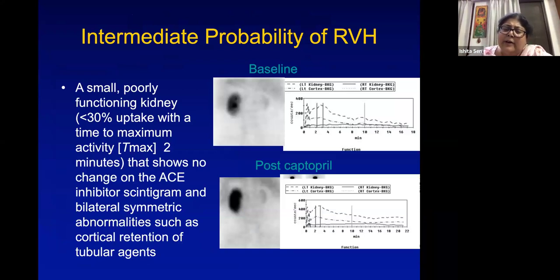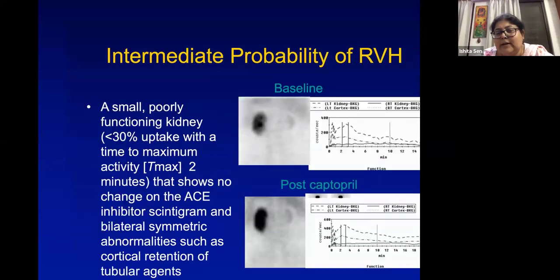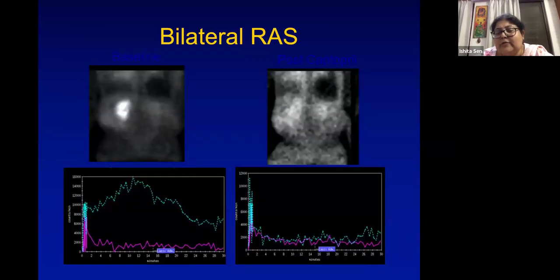Now, if on your baseline scan your kidney is small and poorly functioning, with less than 30% uptake and a time to maximum activity of 2 minutes, that shows no change with ACE inhibitors, these are equivocal studies. Or if you have bilateral symmetrical abnormalities, such studies may have an intermediate probability for renovascular hypertension.